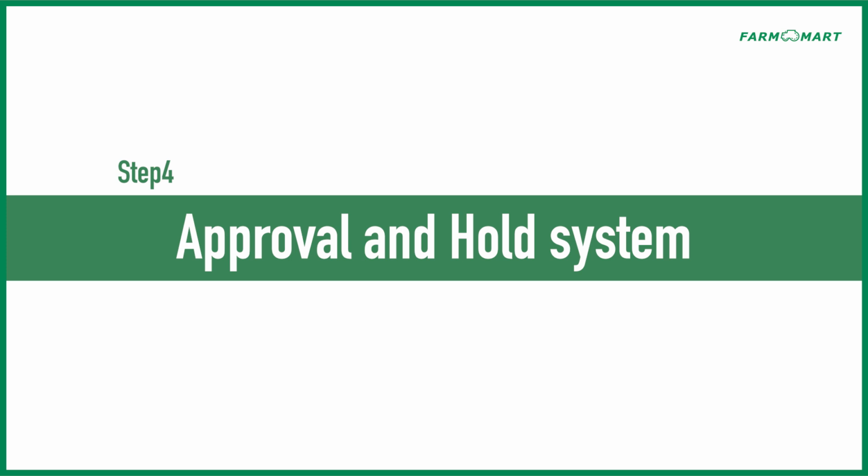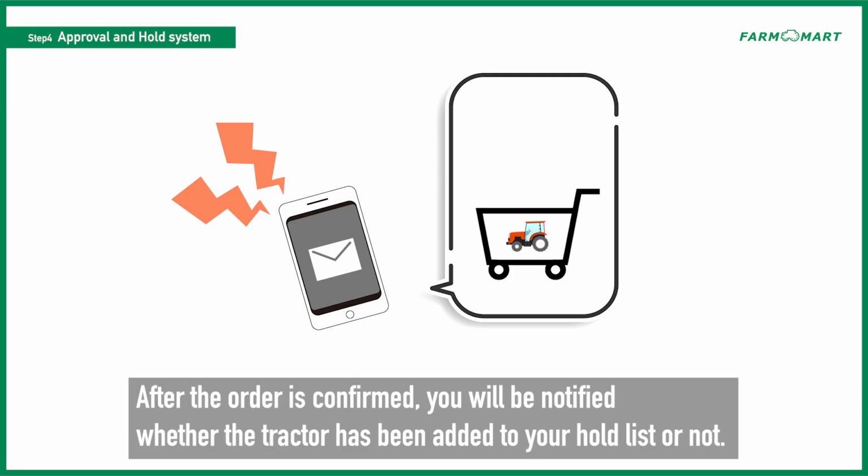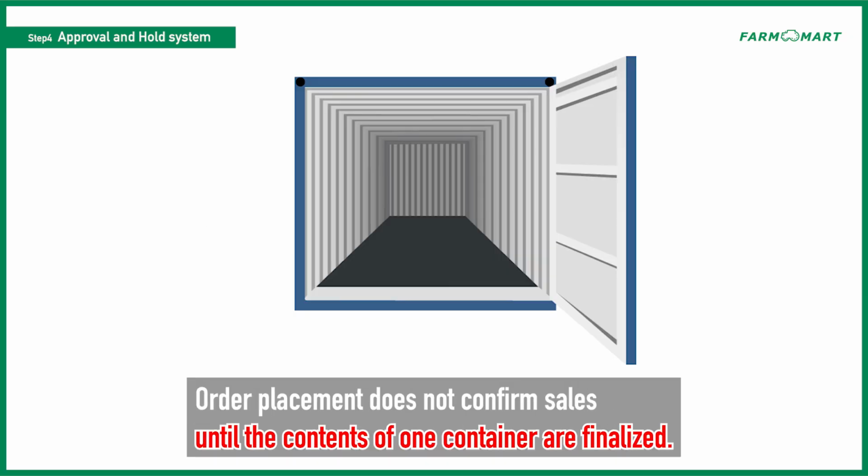Step 4. Approval and hold system. After the order is confirmed, you will be notified whether the tractor has been added to your hold list or not. Order placement does not confirm sales until the contents of one container are finalized.